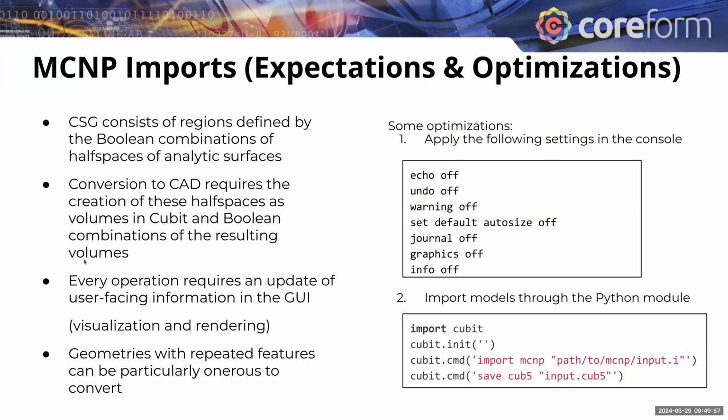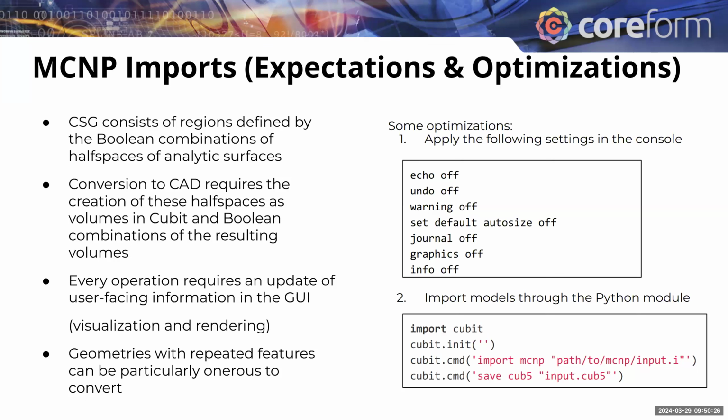But a couple of notes that I just wanted to provide about the MCMP import capability and what it's doing internally. The CSG that we looked at in this text-based format consists of these Boolean combinations of what we refer to as half spaces of analytic surfaces. So the interior of an infinite cylinder, or interior of a sphere, exterior, or of an ellipsoid, et cetera, et cetera.